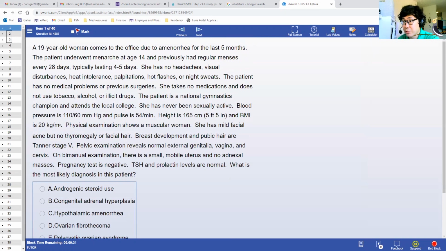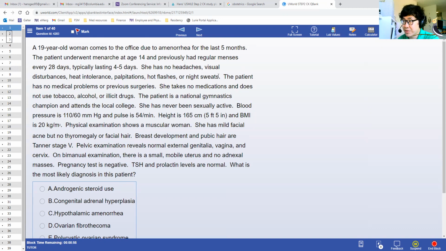This is a 19-year-old woman with amenorrhea for the last 5 months. Patient underwent menarche at age 14, had regular periods before. So this is a case of secondary amenorrhea as opposed to primary. We know this because she's already had periods. No headaches, visual disturbances, heat intolerance, palpitations, hot flashes, or night sweats.